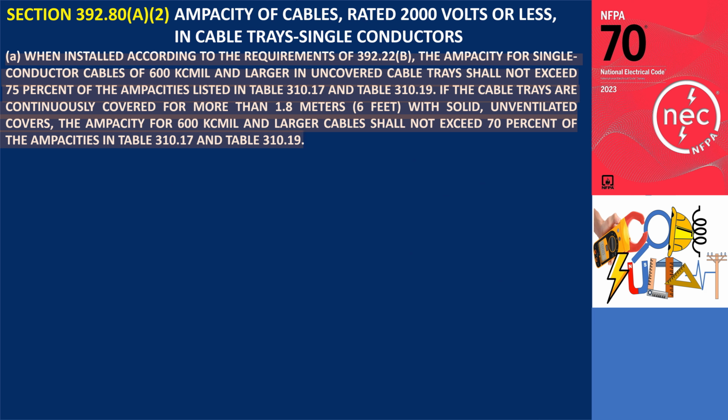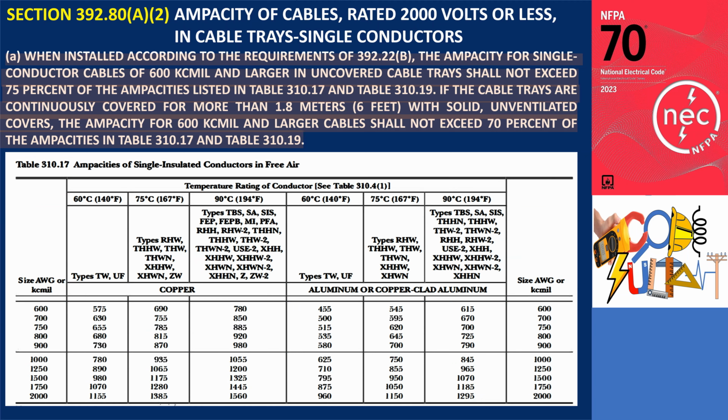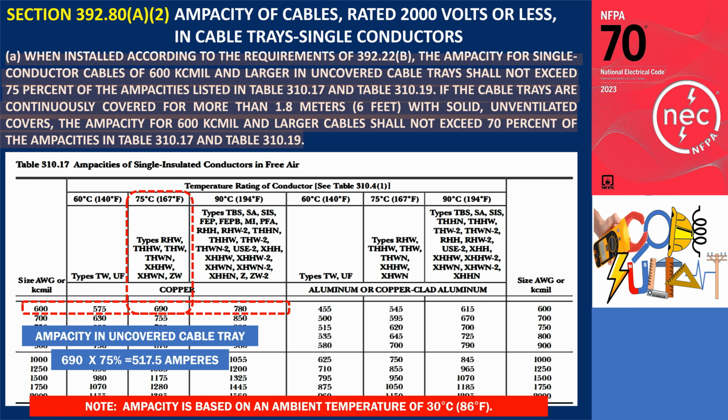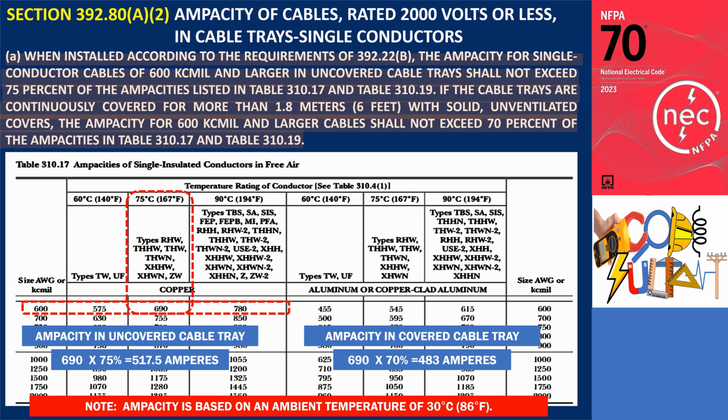Let's use an example based on Table 310.17. A 600 kcmil XHHW single conductor cable has an ampacity of 690 amperes in the 75 degrees Celsius column. When these cables are installed in a cable tray according to Section 392.22(B) and uncovered, the ampacity is reduced to 690 amperes multiplied by 75%, resulting in 517.5 amperes. Please note that this ampacity is based on an ambient temperature of 30 degrees Celsius, 86 degrees Fahrenheit. If the cables are covered for more than 1.8 meters, 6 feet, with solid, unventilated covers, the ampacity is further reduced to 690 amperes multiplied by 70%, which results in 483 amperes.